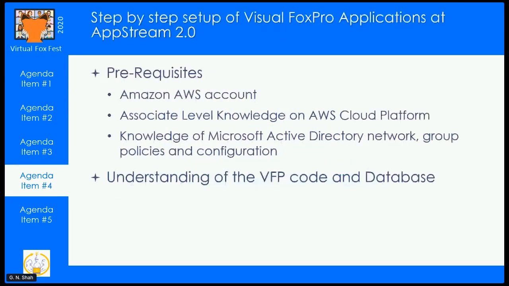So, prerequisites: when you're going to set up an application in the Amazon Cloud, you need to have, of course, an Amazon account, but you also need an associate-level knowledge of the AWS cloud platform. You need to understand Microsoft Active Directory, network, group policy and configuration, and understand the FoxPro code, of course, and the database. If you're working with your network administrator, you can work together and publish this application very smoothly to the cloud without any problem. But you have to make some modifications that you need to consider.